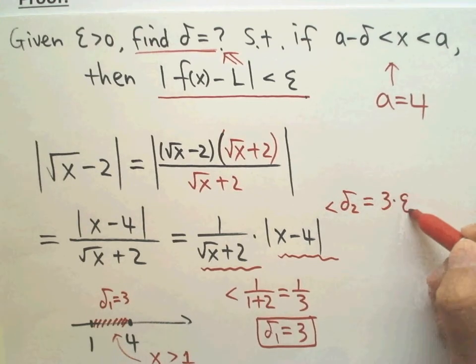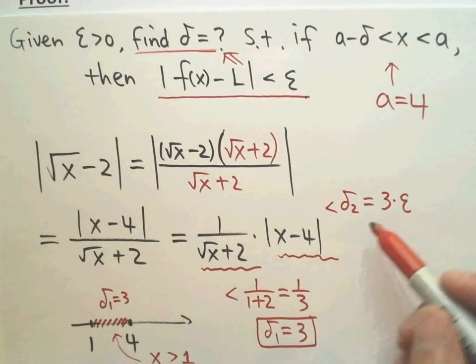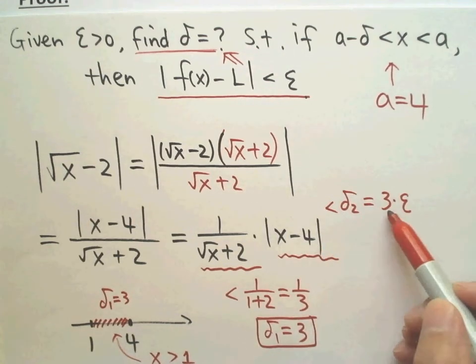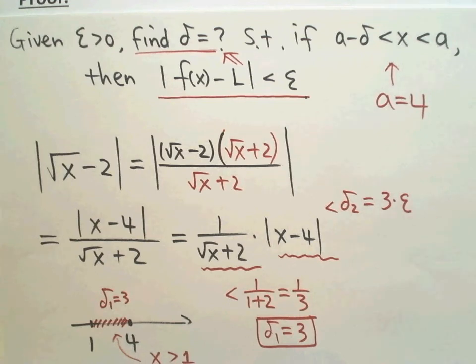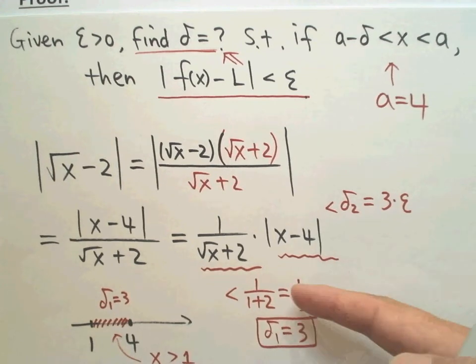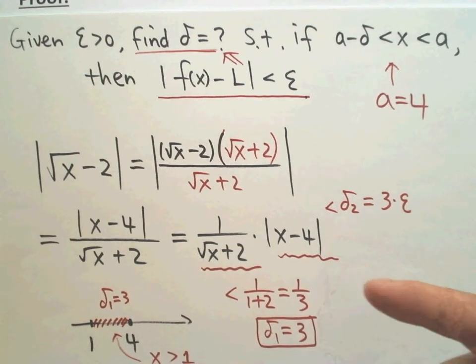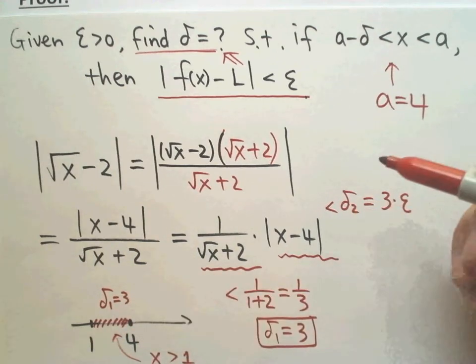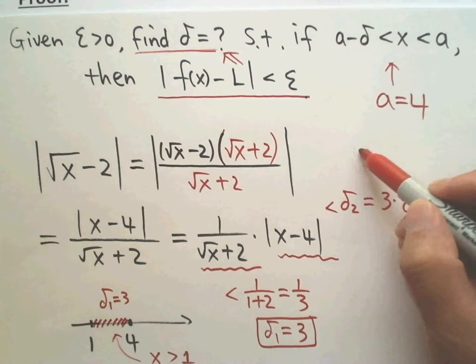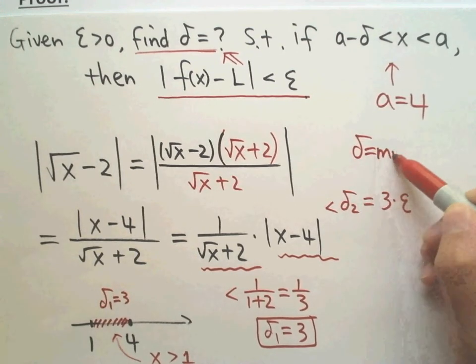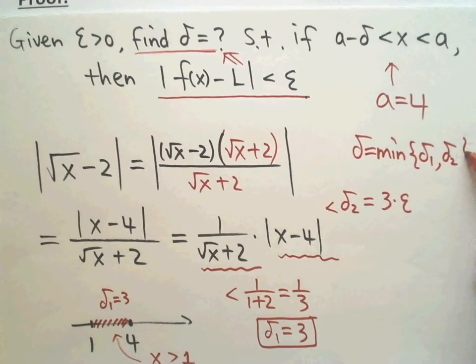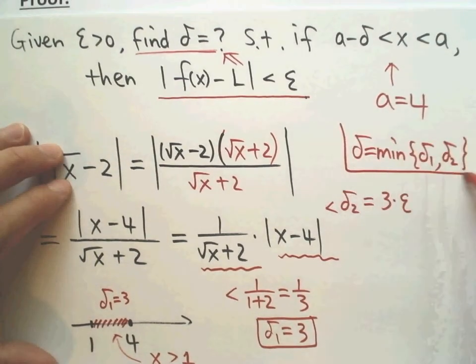The first part is 1/3. The second part I pick 3 times epsilon. We find that delta 2 is this, and then the second part is less than 3 times epsilon. So we have the first control and the second control, and when the first happens, the second happens at the same time, less than delta 1, less than delta 2. So we have to pick delta as the minimum of delta 1 and delta 2.